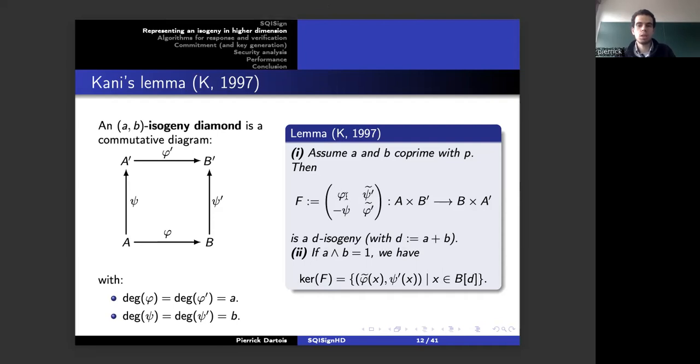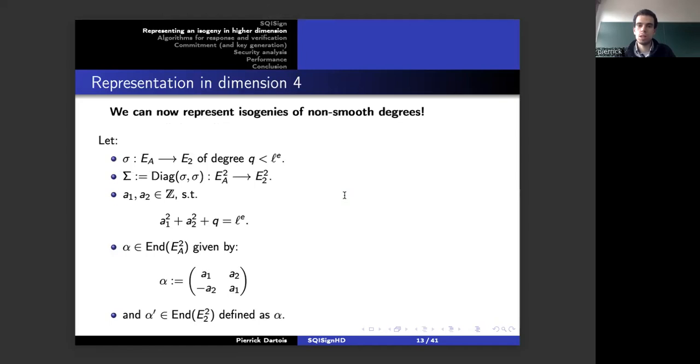And since phi, for instance, is just a component of this isogeny in matricial representation, we can evaluate phi everywhere. So that's the powerful idea of Kani's lemma used in the SIDH attacks. And we will use it constructively here in SQISignHD.